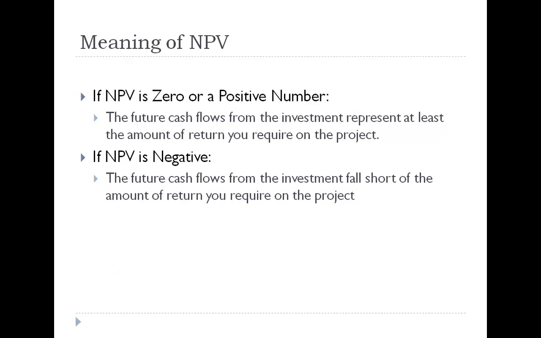If the net present value were negative, that tells us that the future cash flows do not represent, in the last example, at least a 9% return, or whatever the target return was for the company. So this is an important thing to understand: if net present value is negative, it usually means that the project is not acceptable. And if it's 0 or positive, then it means that the project at least returns the minimum required percentage return that we were looking for as a company.